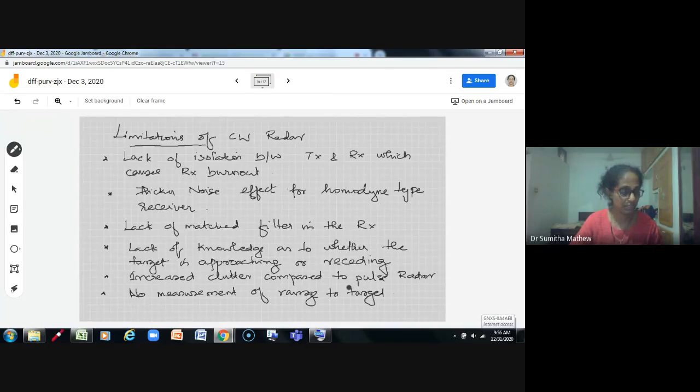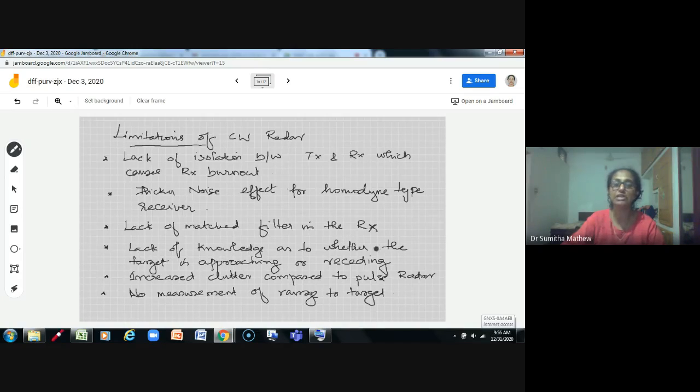Then second is introduction of noise known as flicker noise for the type of receivers known as homodyne type of receivers. You know, you have heterodyne and homodyne type of receiver. We'll be coming to that later. So here there is the introduction of flicker noise effect, which is also a disadvantage. Then there is no matched filter in the receiver, so it is less accurate. So accuracy is affected here. No matched filter in the receiver.